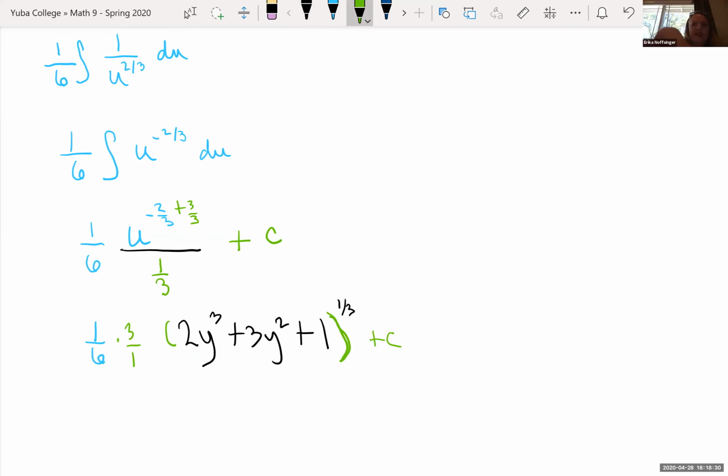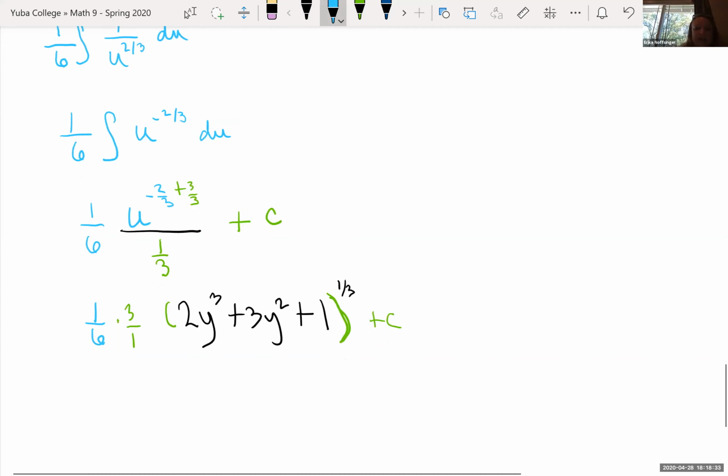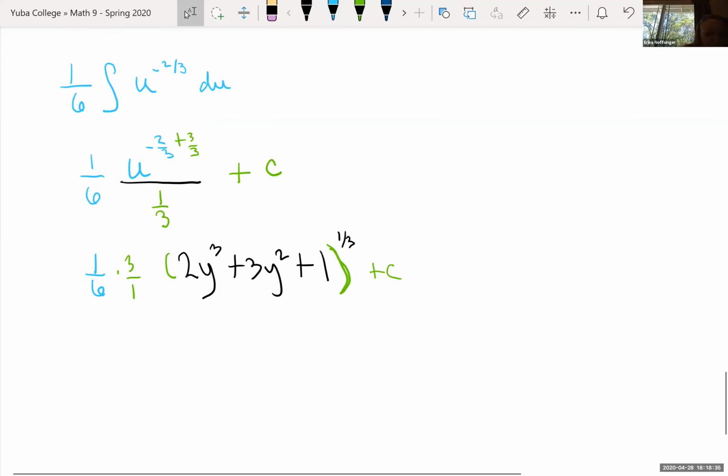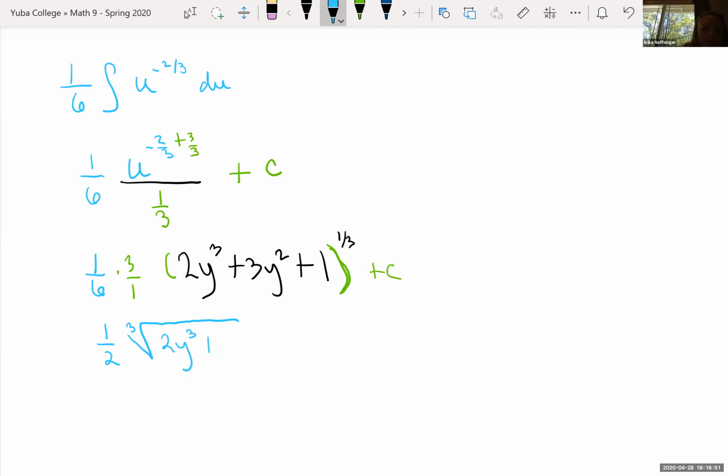So we're almost there. 1/6 times 3, that reduces to 1/2. I'm going to rewrite the 1/3 power as a radical. So 1/2 times the cubed root of 2y cubed plus 3y squared plus 1, and then a plus c.